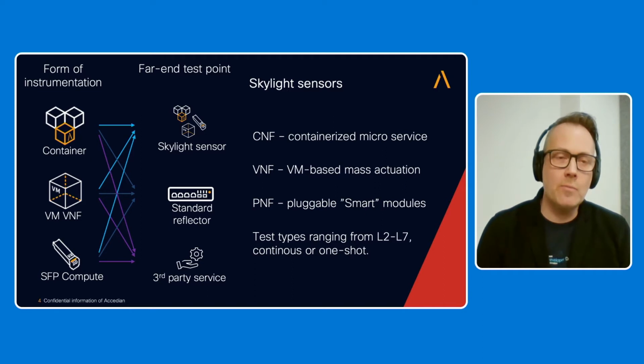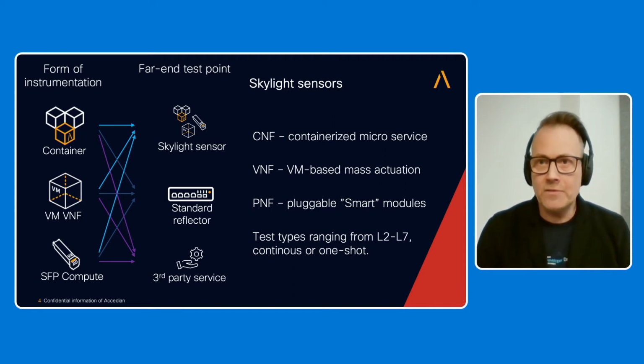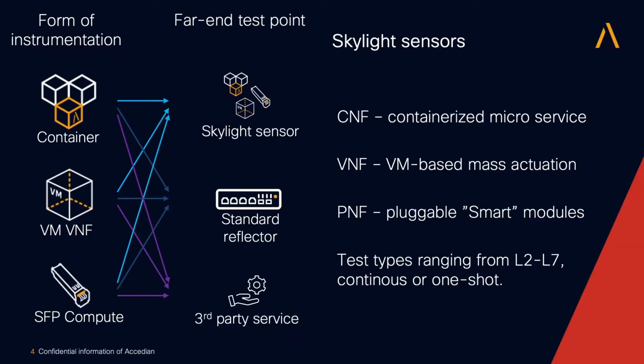So let's zoom in on the sensor layer to begin with. In the Skylight sensor layer, as I mentioned, we have a couple of different types of sensors. We typically refer to them as CNFs, VNFs, and PNFs. The CNF is our containerized test agent, which is deployed as a software-only container. The VNF is a virtual machine that you deploy as a standard VM in your VM infrastructure.